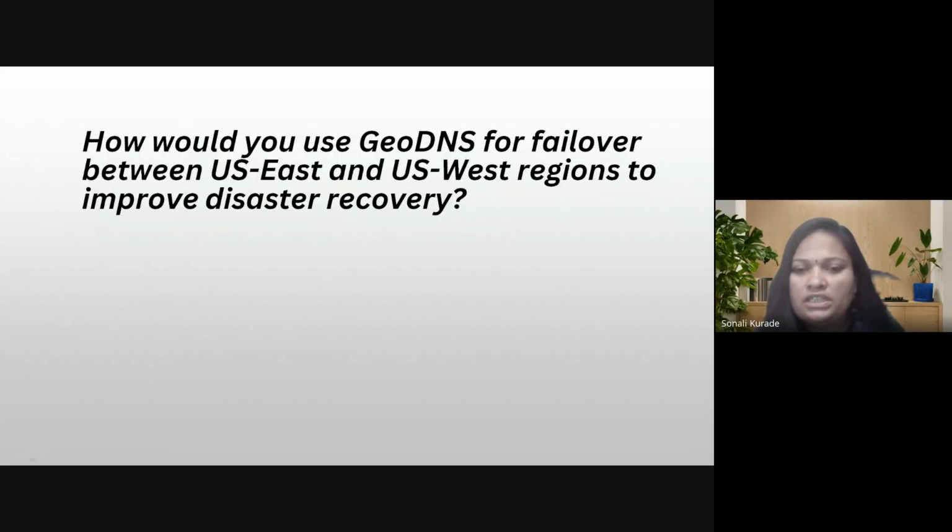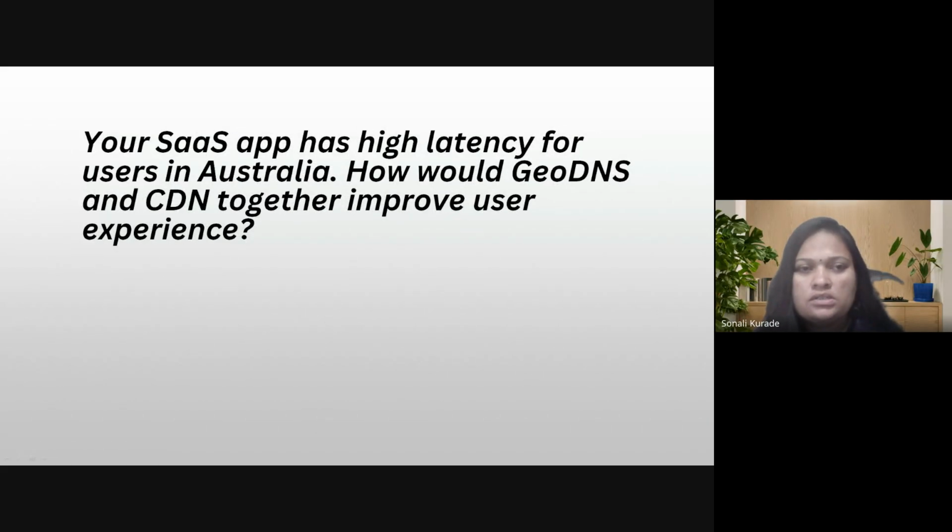So we'll go ahead with the next question to Sandeep. Sandeep, the question is: your SaaS application has high latency for users in Australia. How would you use GeoDNS and CDN together to improve the user experience? So you are working with the SaaS application. By considering this scenario, can you explain the things?